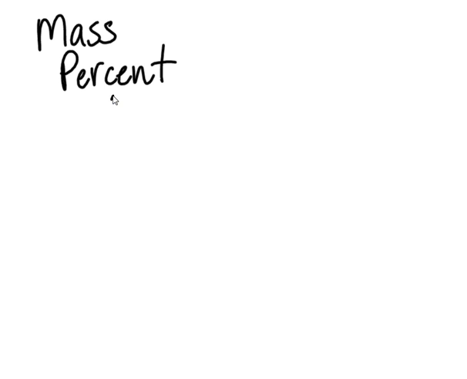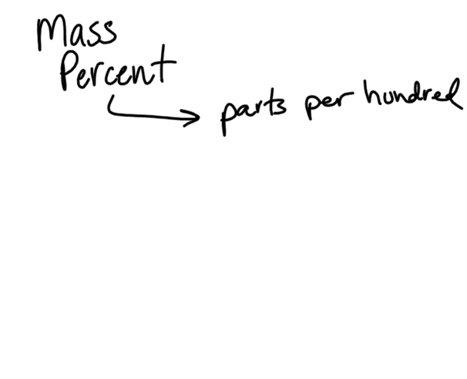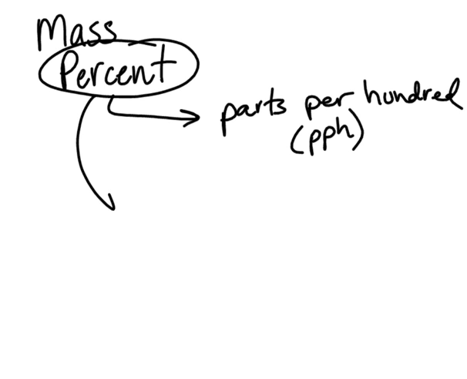Now, another way to write percentage, and you may hear me refer to this, is parts per hundred, or pph. That's pretty much what we get when we break down the word percent, right? We have per cent, cent meaning hundred, such as century being 100 years. So we're talking about parts per hundred.